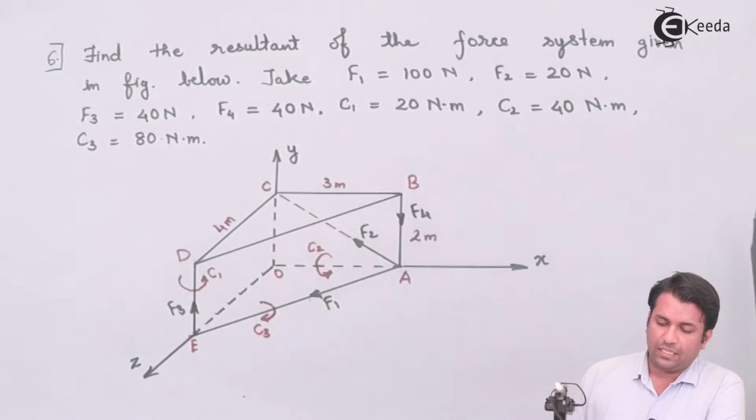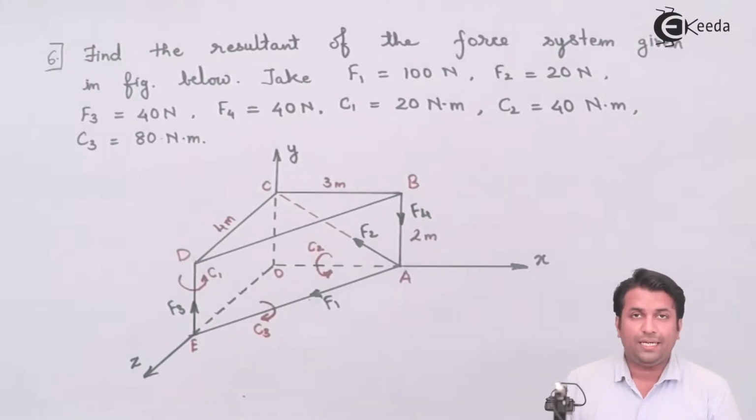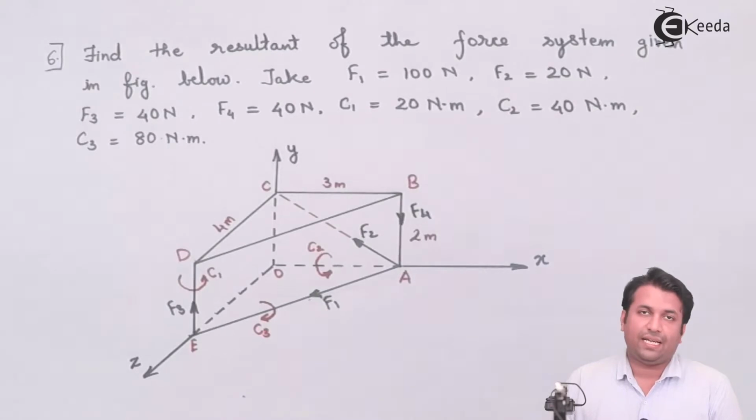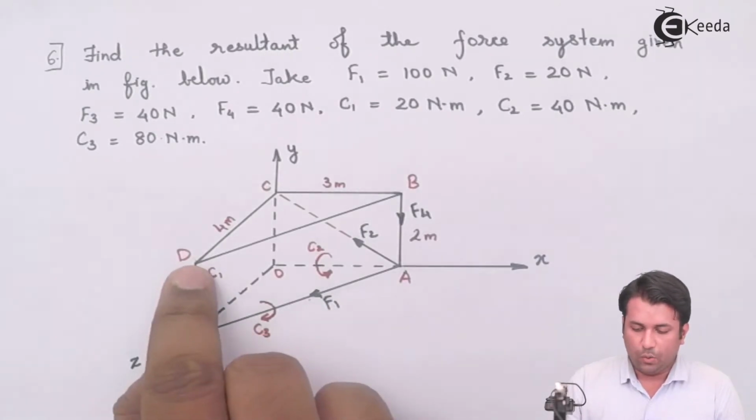Now, one thing we need to understand about these couples is in which direction the unit vector for these couples is acting. For example, for C1, I need to understand the unit vector direction, and for that we will be using the right hand rule. I take the right hand and curl the fingers in the direction of the couple. So the couple is going like this. The curling fingers go inside with my thumb pointing upwards, so the unit vector will be going from E to D.